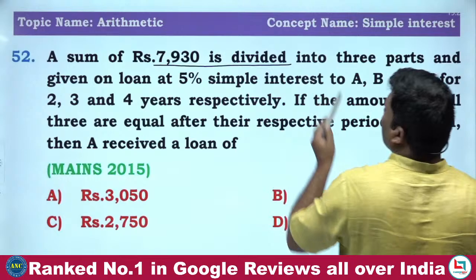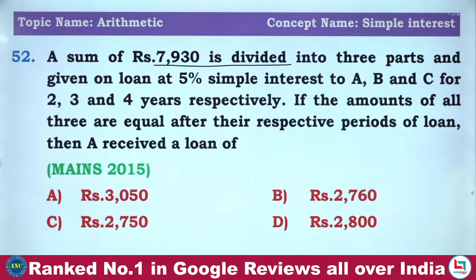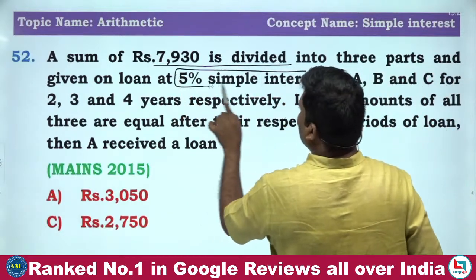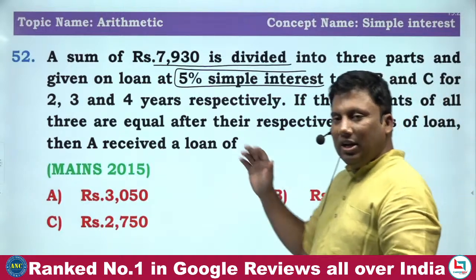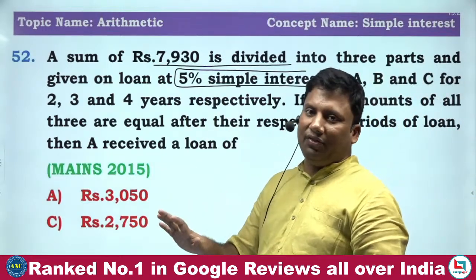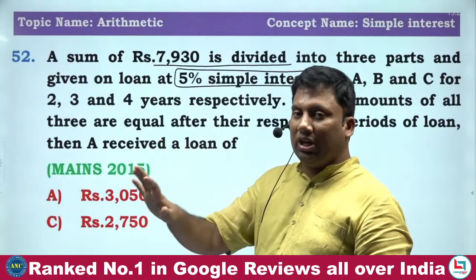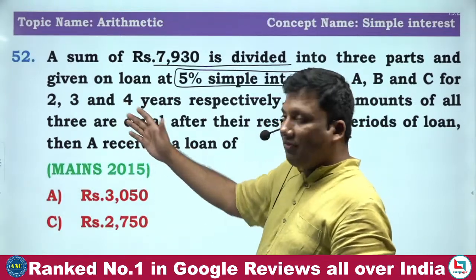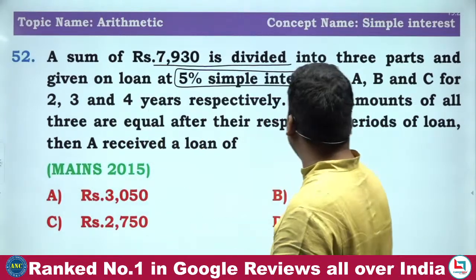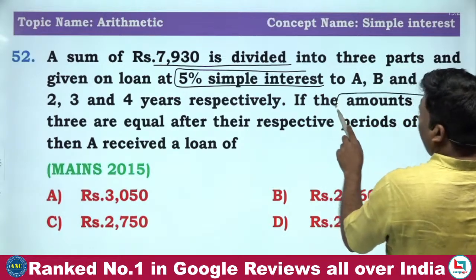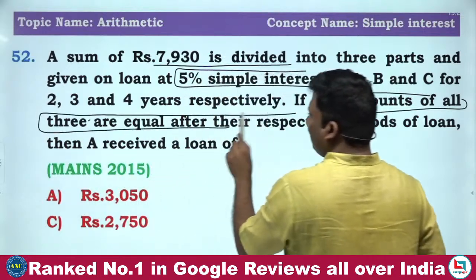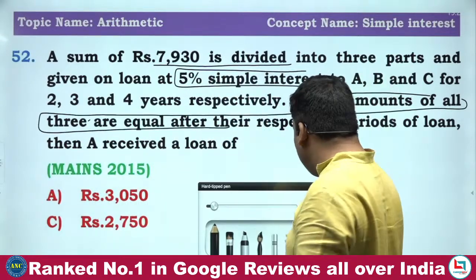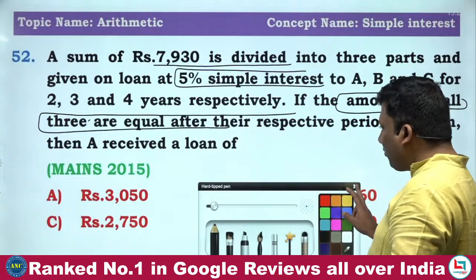A sum of 7930 is divided into 3 parts and given as a loan at 5% rate of interest to A, B and C for 2, 3 and 4 years. First one for 2 years, second one 3 years, third one 4 years. If the amounts of all the 3 are equal, this is the catch in the question. If the amounts of all the 3 are equal, what will be the concept?